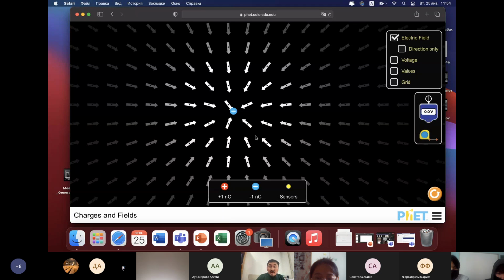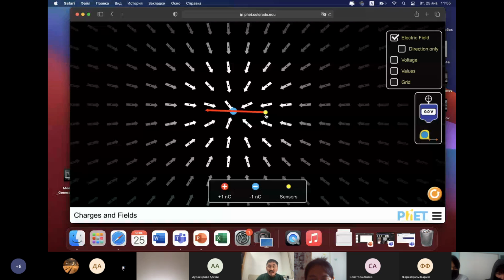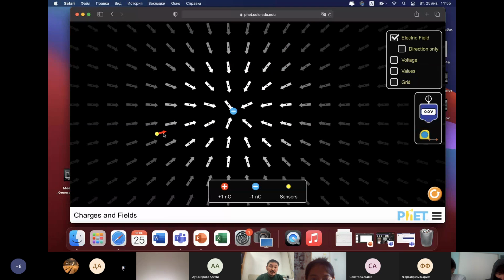You have to understand. I have a sensor here that will show me the direction of the electric field. First of all, if I get closer, you see the electric field getting bigger, getting larger. And if I go further away, you see it's decreasing. What about the positive charge?